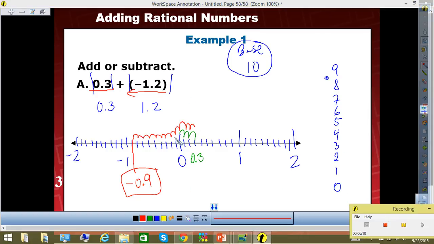All right, so now that we did that, let me give you one more for you to do. Label it example Q.